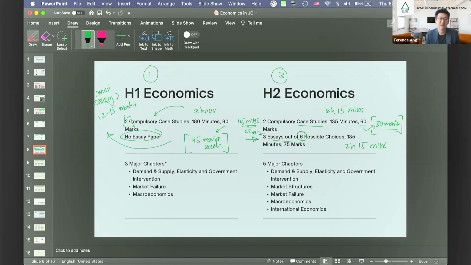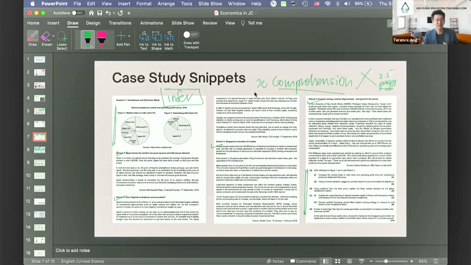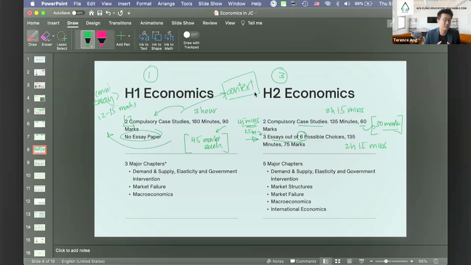And the reason why we say that is because in a case study, it is very context heavy. You have a whole bunch of articles, as we showed you earlier, right? They give you information and they expect you to utilize the information to answer the question. Whereas in an essay, you have more freedom, right, to decide what points you want to include, what you want to discuss. So that makes a pure essay relatively easier to do than a long mark question in H1. That's our opinion, right?